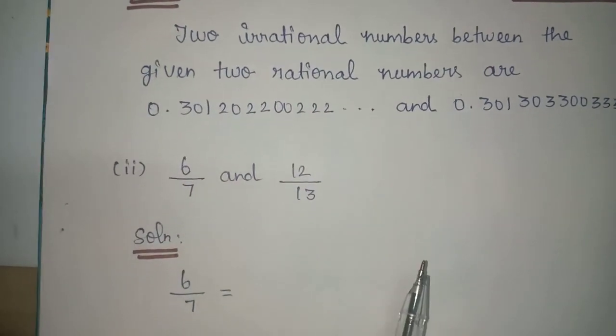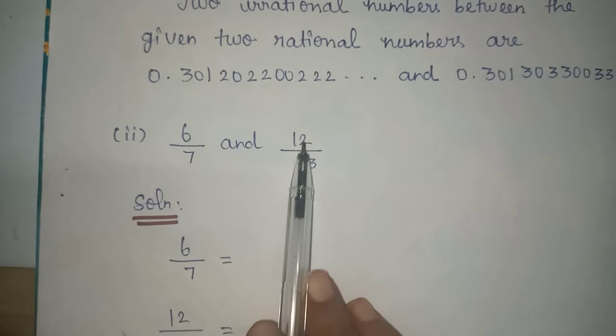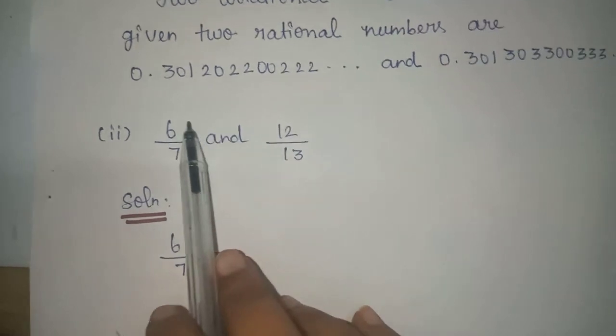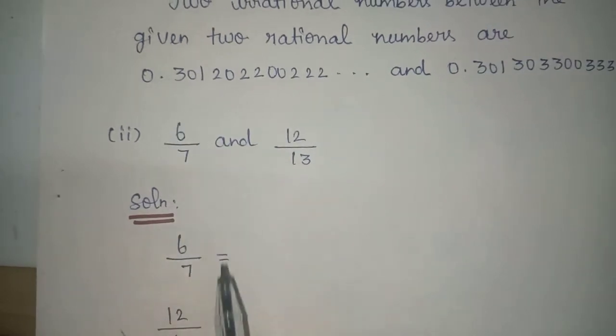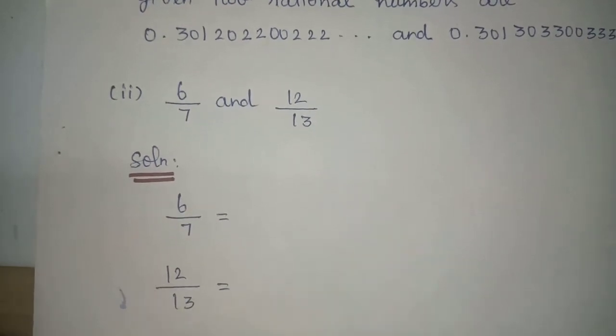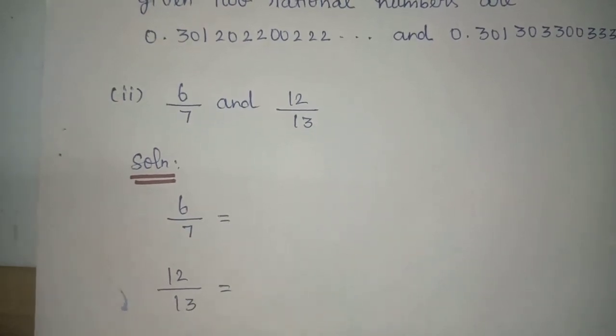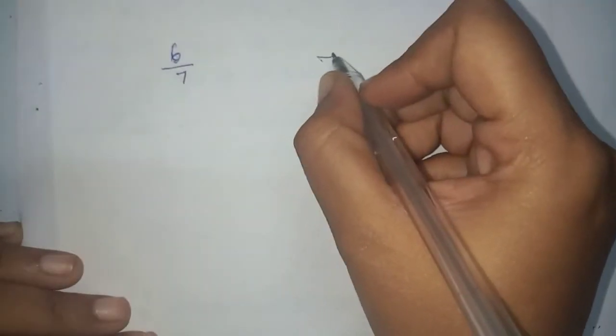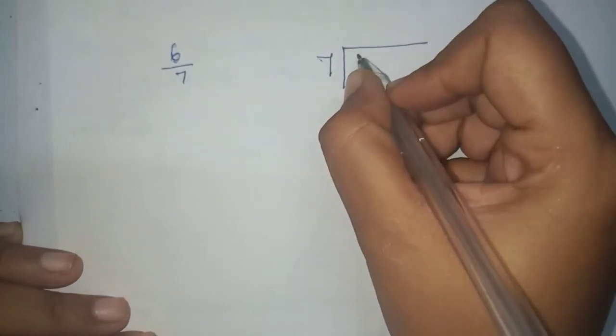Then the second subdivision is 6/7 and 12/13. First you have to convert the given fractions into decimal format, then only you can find the two irrational numbers. You have to do this calculation in your rough column. So 6 is divided by 7.